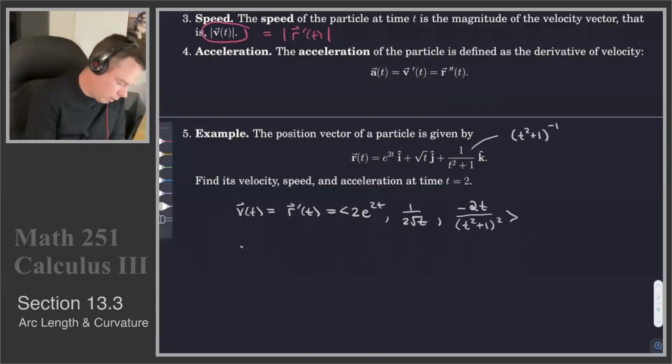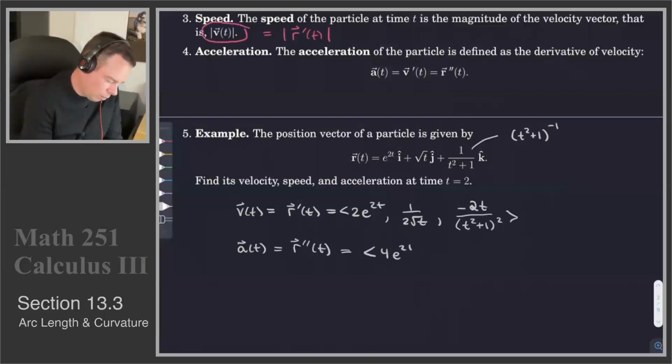What we can do next is work out the acceleration. That's just r double prime of t. So now we've got physical interpretations of these higher derivatives. The acceleration is going to be 4e to the 2t. The derivative of the next piece, I'll just write down the derivatives, is negative 1 over 4t to the 3/2. And the derivative of this third piece would be a quotient rule, and when you finally put it into its nice form, it would be 2 times 3t squared minus 1 over t squared plus 1, all cubed.